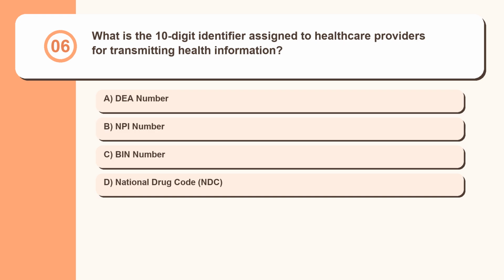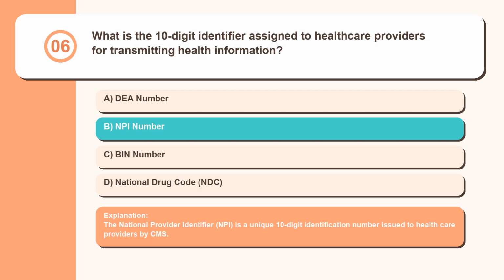Question 6. What is the 10-digit identifier assigned to healthcare providers for transmitting health information? DEA number, NPI number, BIN number, National Drug Code, NDC. The National Provider Identifier, NPI, is a unique 10-digit identification number issued to healthcare providers by CMS.